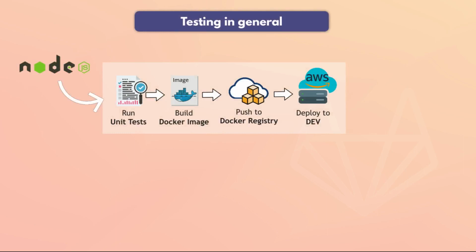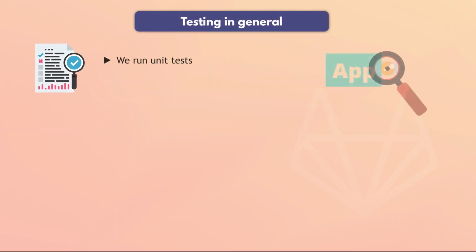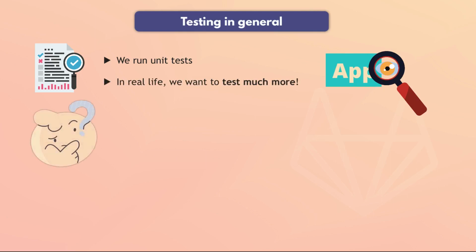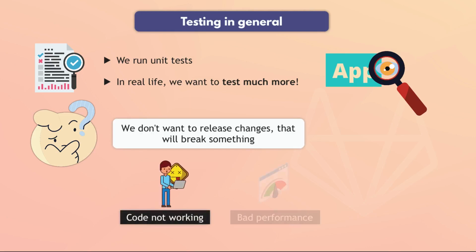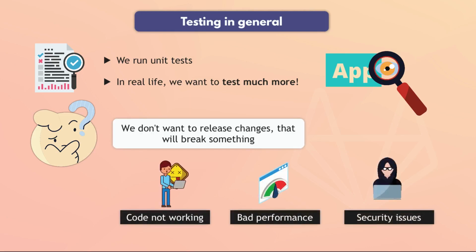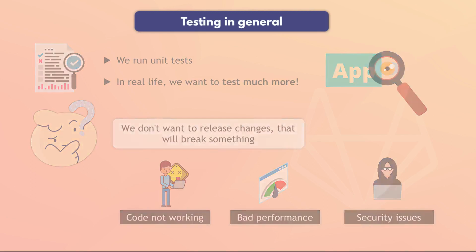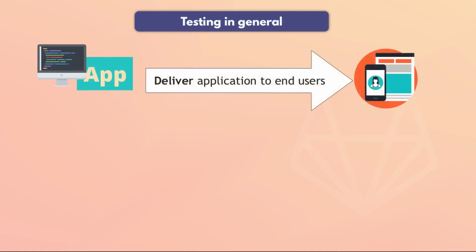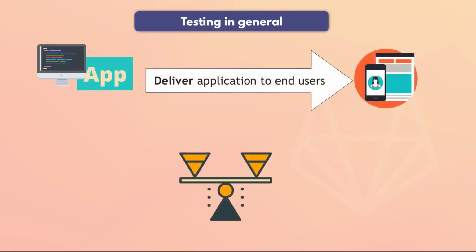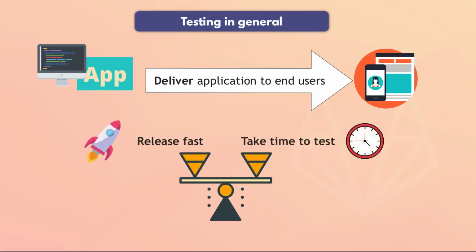Now in our pipeline, we're running unit tests, right? But when it comes to delivering and releasing application changes, of course, in real life scenarios, we want to do much more extensive testing because you don't want to release changes that will potentially break logic or performance of the application or introduce some security issues, right? So when you develop and add a new cool feature that you're eager to deliver to your end users, you have a trade-off of wanting to release it as fast as possible, but also taking time to test extensively so it doesn't break your entire application.